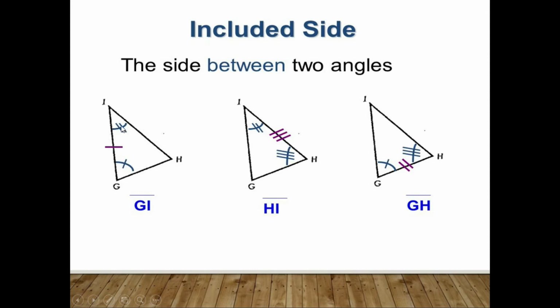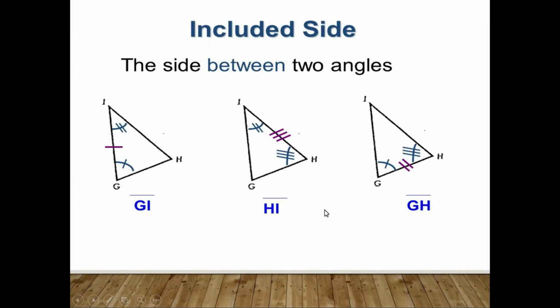So kung napapansin nyo, this is angle I and then this is angle G. Then the name of the side which is included to that two angle is the combination of the two letters or two angles using the symbol for line segment. The same with number 2, angle I and then angle H. So therefore, the included side is line segment HI or IH. So for the third given, we have angle G and then angle H. So therefore, the included side of that two angle is line segment GH or HG.